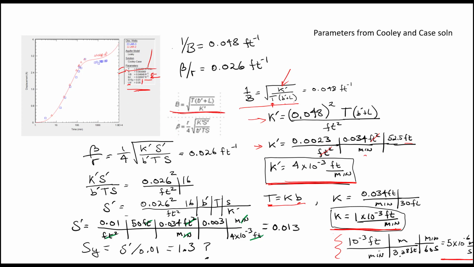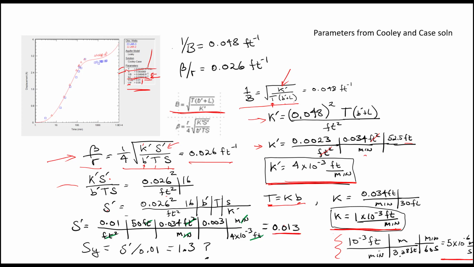Now this beta over R term here, beta over R is equal to that. And here I just wrote it out. So we just solved for K prime, and B prime we are getting from the conceptual model, 50 feet. We already solved for T and S. So this is what we don't know. So we can take beta over R and solve for S prime. Okay, so I go and do that. Multiply both sides by 4 and then square it, and I get that. And then I can solve for this, and I go through and I get that.